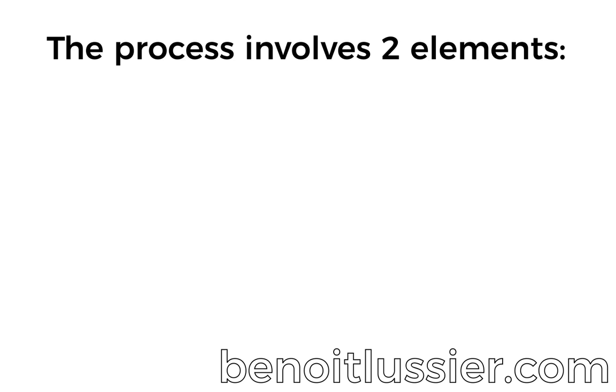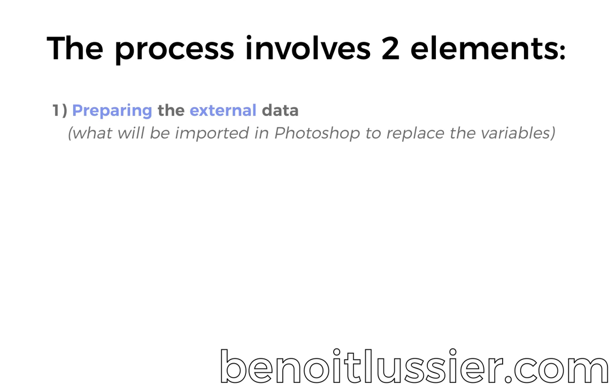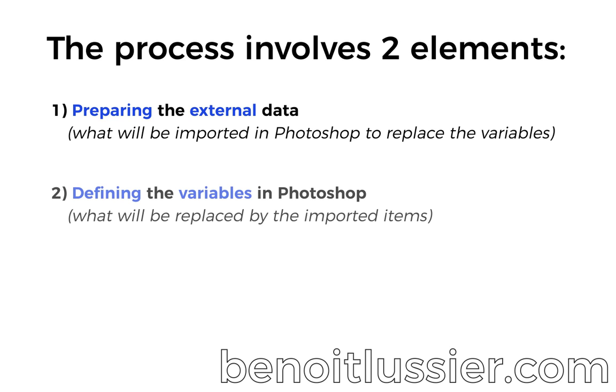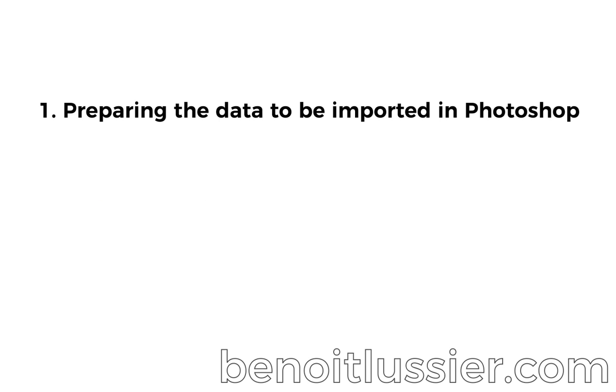Now, how does it work? The process involves 2 main steps. The first one is preparing the external data. So what will be imported in Photoshop to replace the variables? And second, defining the variables in Photoshop. So what will be replaced by the elements that we import, and exactly how will they be imported? So if you want to import text or pictures in Photoshop, you need to create a .txt or .csv file, which is basically a spreadsheet in text format.